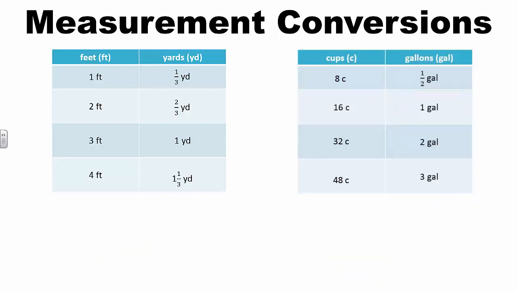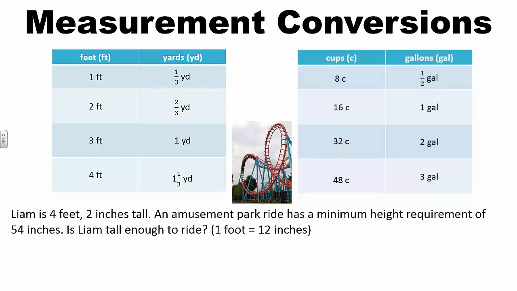Students will use their knowledge of measurement systems to solve real-world problems. For example, Liam is 4 feet 2 inches tall. An amusement park ride has a minimum height requirement of 54 inches. Is Liam tall enough to ride? It is given that 1 foot equals 12 inches. We need to convert Liam's height to inches.